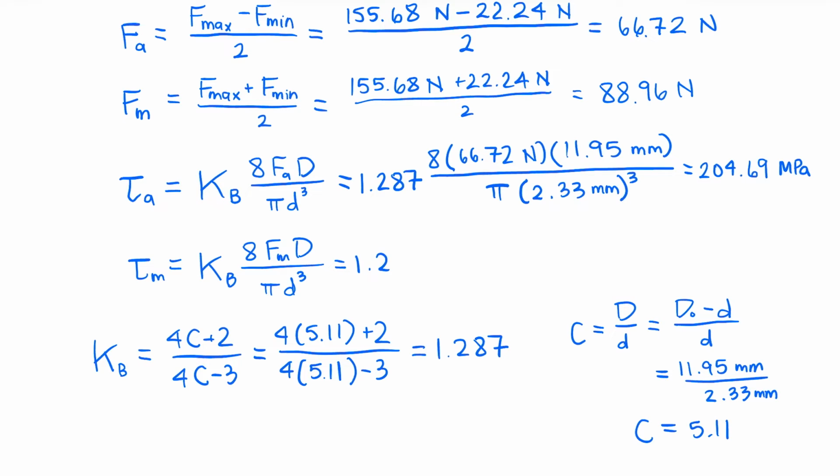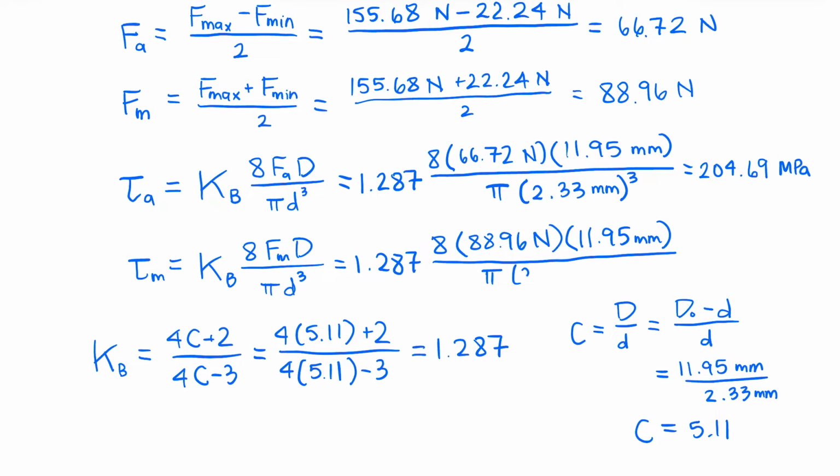Okay, now the mean stress: 1.287 times 8 times 88.96 newtons times the mean coil diameter, 11.95, divided by pi times 2.33 millimeters cubed. And that comes out to 272.92, and again, that'll be megapascals.